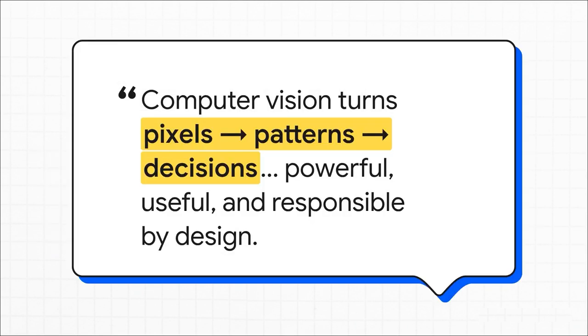So that's the whole journey, right there. We start with simple pixels, the computer finds patterns, and those patterns lead to decisions. It's an incredibly powerful pipeline that's already changing our world. And it leaves us with this final thought. The most important feature we can build into these systems isn't just making them accurate, it's making them responsible, right from the start.